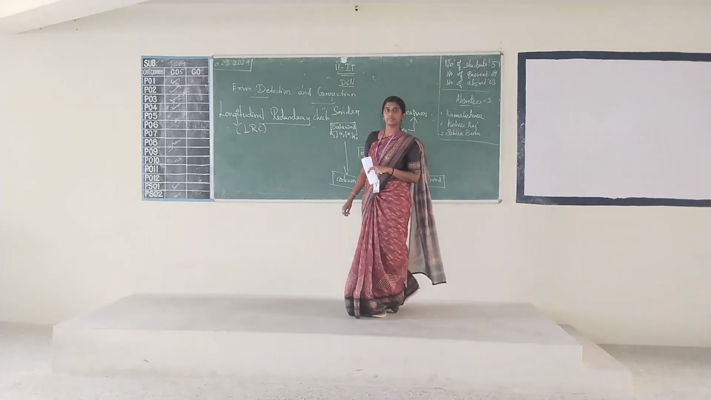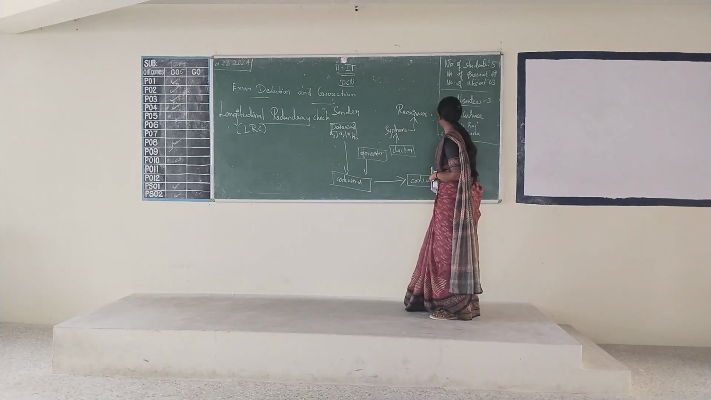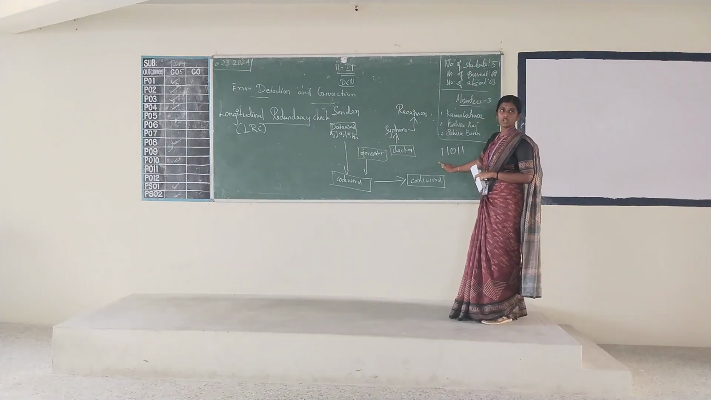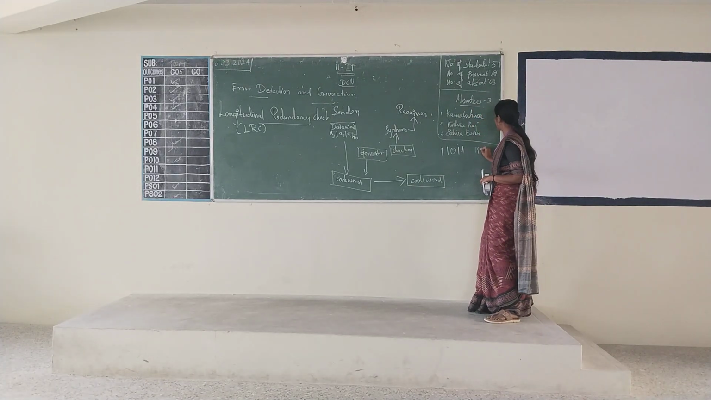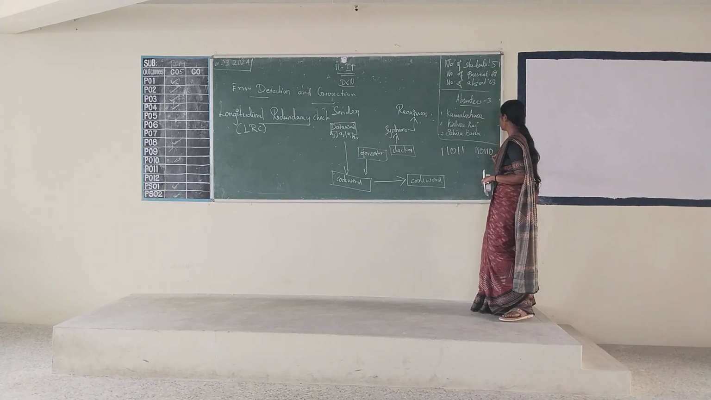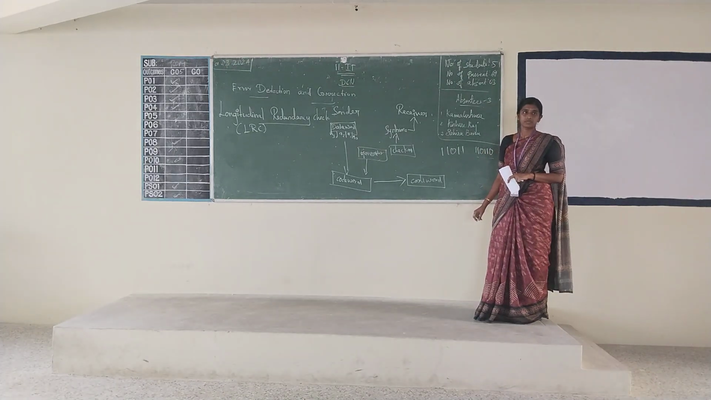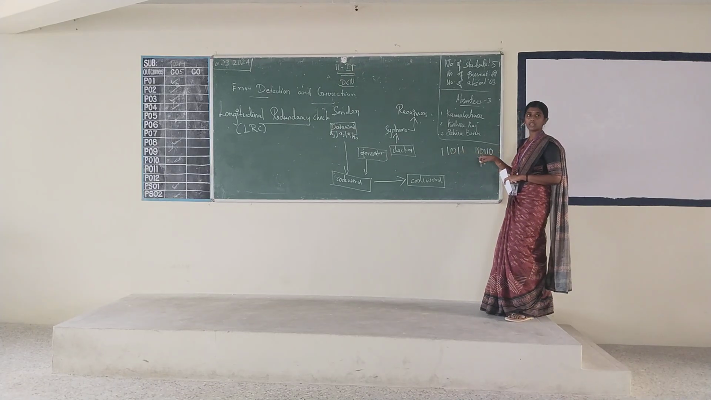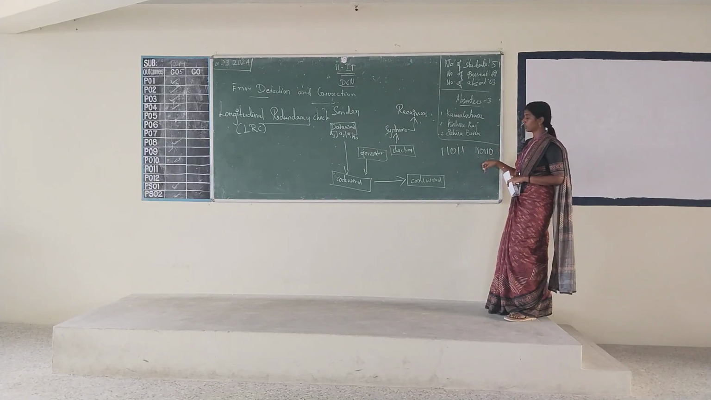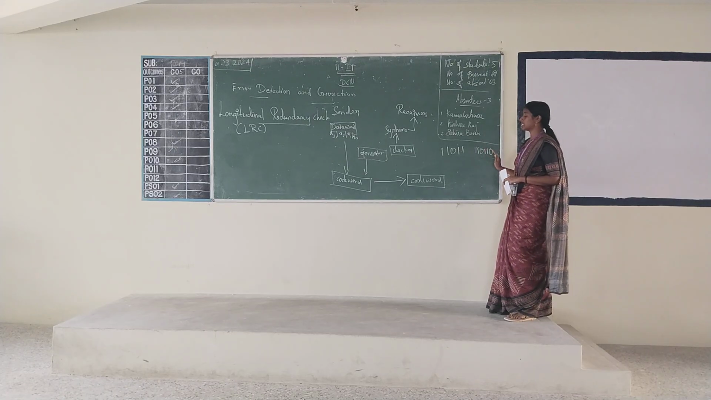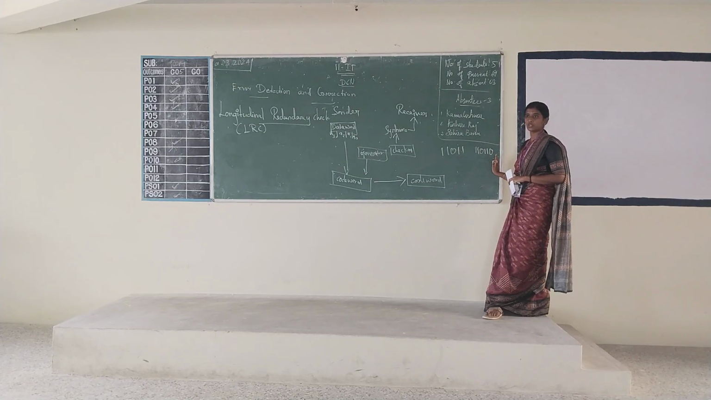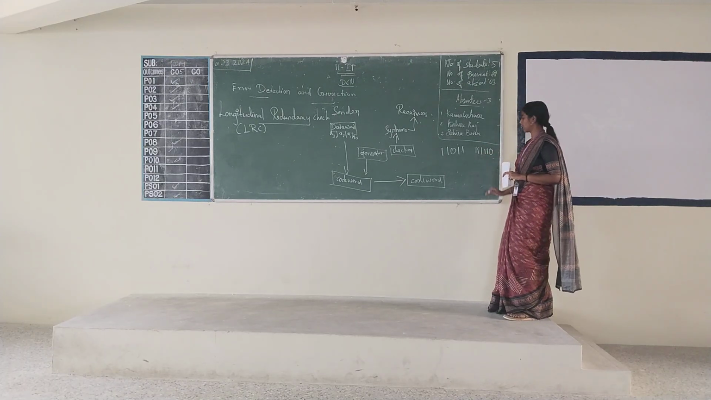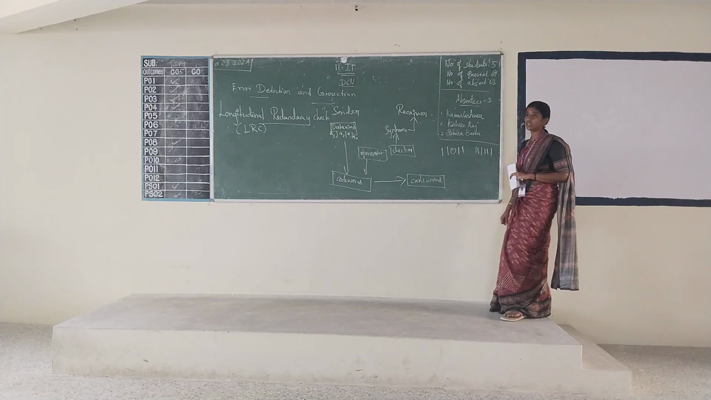simple parity check. For example, this is your original data, that is your data word, and this is going to be your code word. Does this have an error or not? No error. If I have 1 error, it has an error. If I have 1 error, no error.